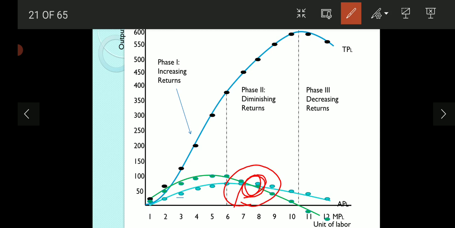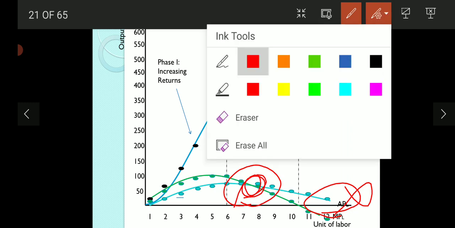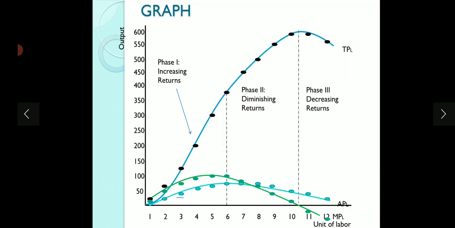And one more thing to be kept in mind is that AP will never touch the x-axis. Average productivity can never go zero because average productivity is what? Total productivity divided by number of labor. So when TP is not zero, AP can also not be zero. So AP will never touch the x-axis. Right? So this is how we understand the law of variable proportion.